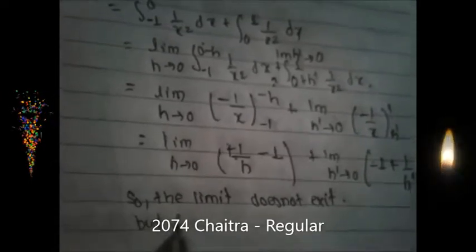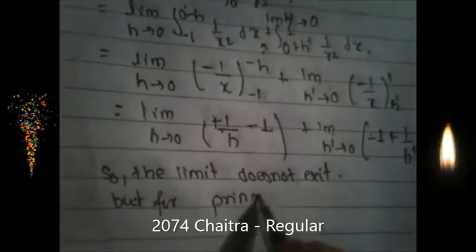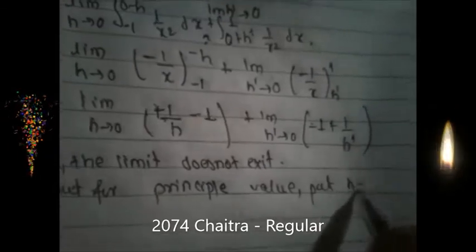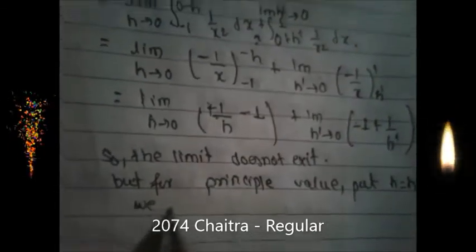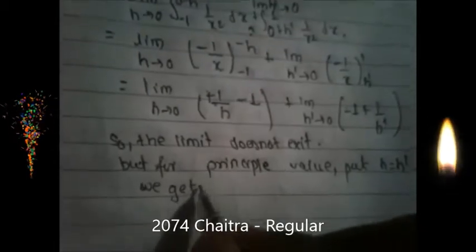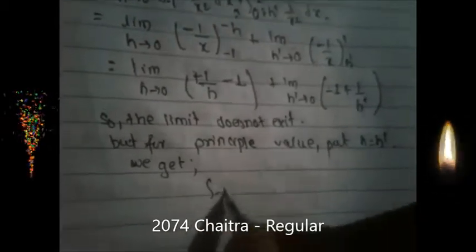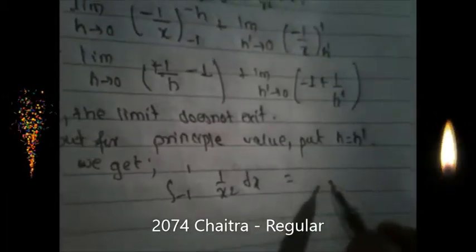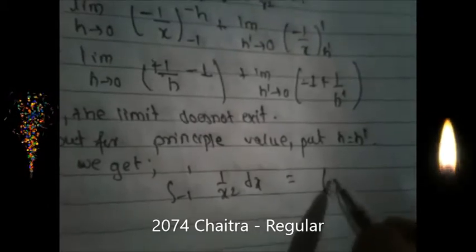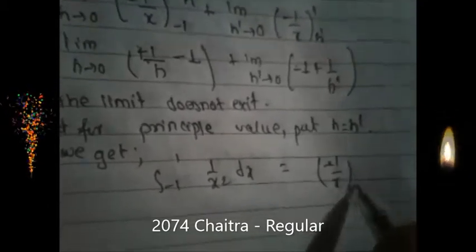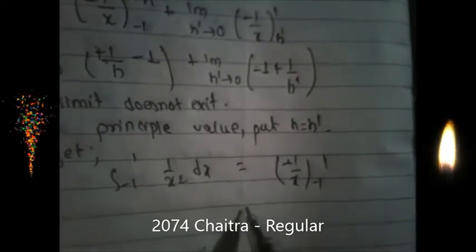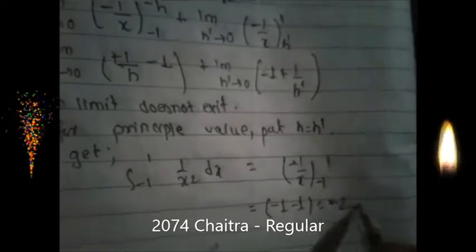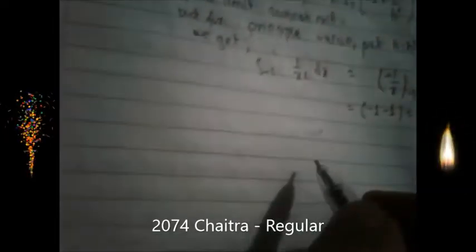But for the principal value, put h equal to h', we get the integral from -1 to 1 of 1 upon x square dx is equal to, the derivative is -1 upon x from -1 to 1, which is equal to -1 minus 1, which is -2. Answer. Now we move to our next question.